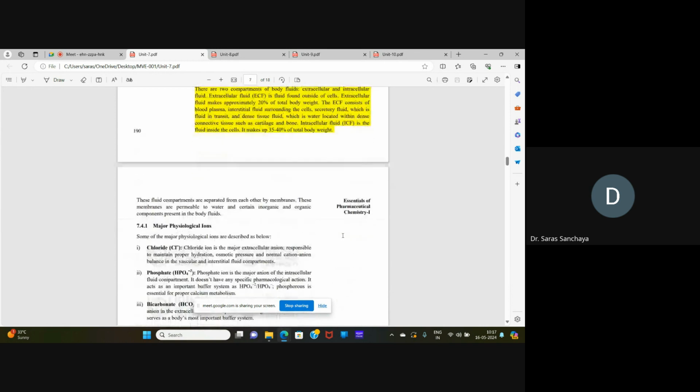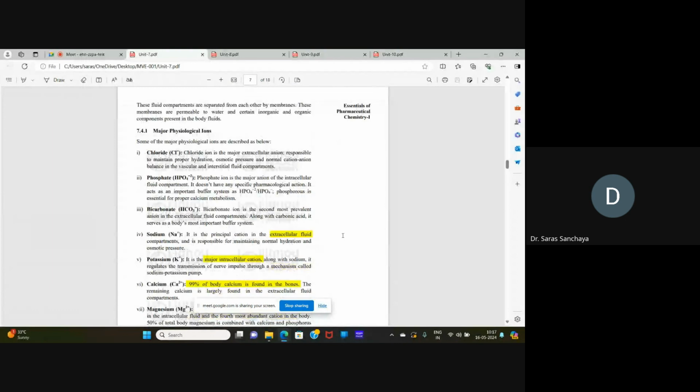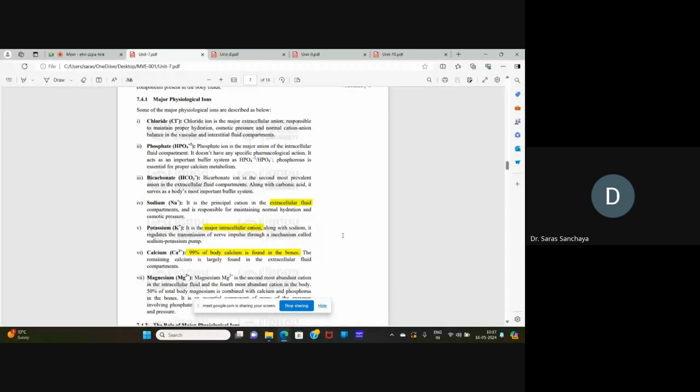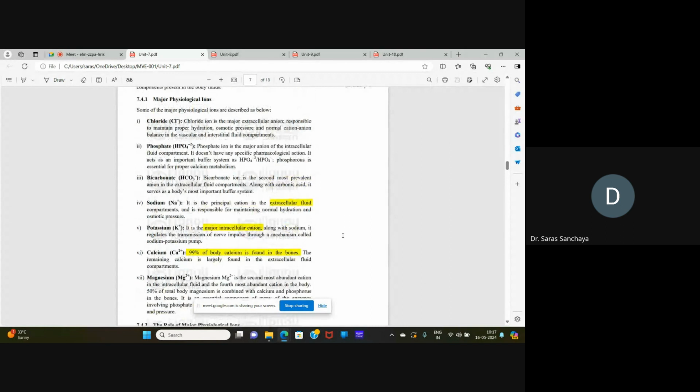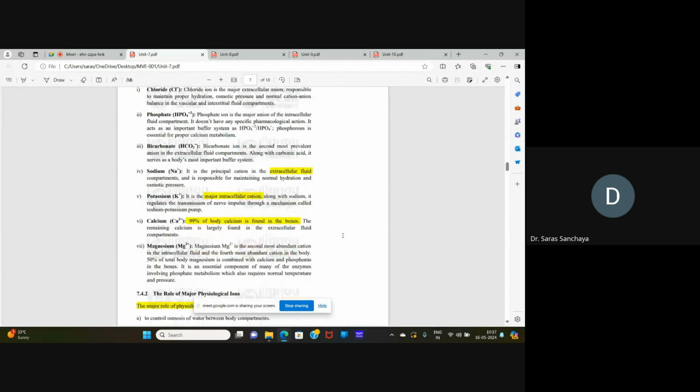So major physiological ions are chlorides, phosphates, bicarbonates, sodium, which is an extracellular fluid cation, and potassium, which is majorly an intracellular cation. Calcium, 99% of body calcium is found in the bones, and magnesium. So these are the main physiological ions: chloride, phosphates, bicarbonates, sodium, potassium, calcium, magnesium.